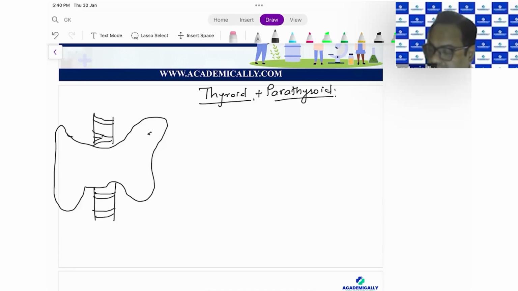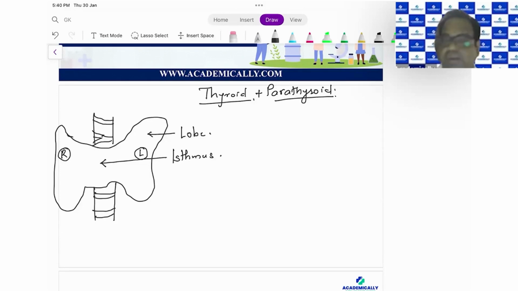So, there are two lobes. One of them will be the right lobe, one of them will be the left lobe. The part which joins the two lobes is called the isthmus of the gland. Now, the approximate weight will be anywhere between 20 to 25 grams. What is important is that it is situated in the neck.